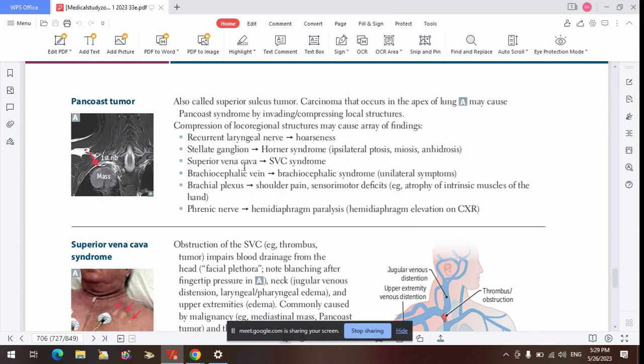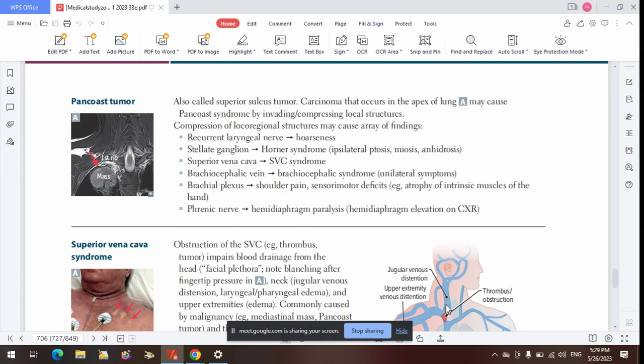The stellate ganglion is also known as the fusion of the superior thoracic ganglion and the inferior cervical ganglion. So it's located at the region of C8, T1. That area is also very close to, just around here, the apex of the lung.